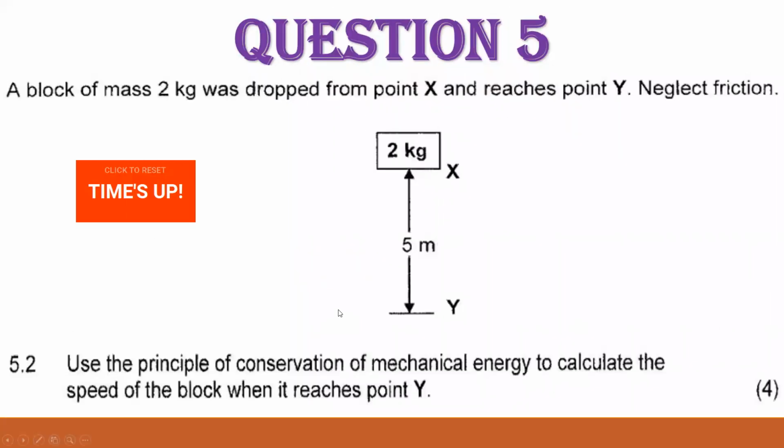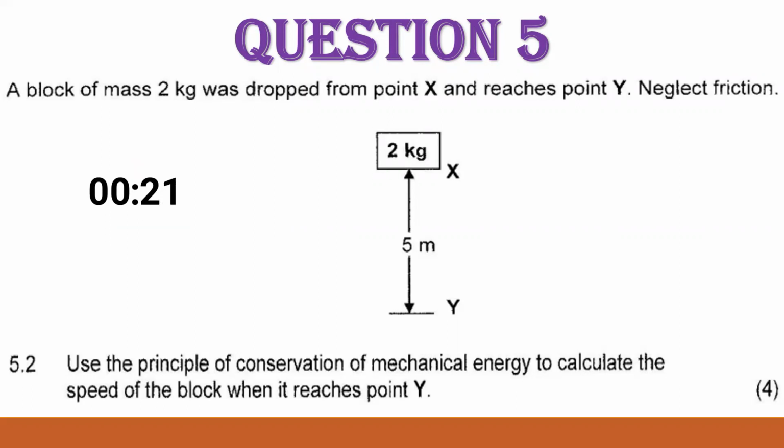Let's continue with 5.2. Now, we can just explain our diagram, what is given. We have a block of mass 2 kg, dropped from point X. Drop means V initial equals 0. And then it comes to point Y. There's no friction, no air friction. Use conservation of mechanical energy to calculate the speed of the block when it reaches point Y. So you are going to calculate the velocity at point Y. Good luck. Your 30 seconds start now.